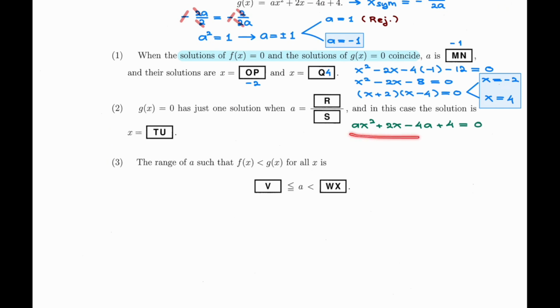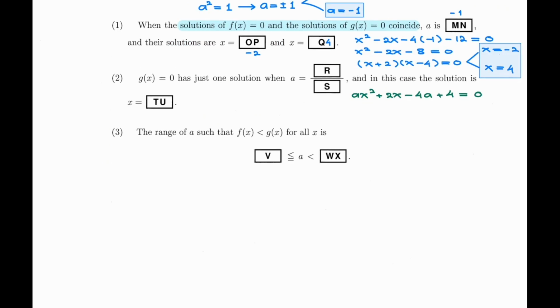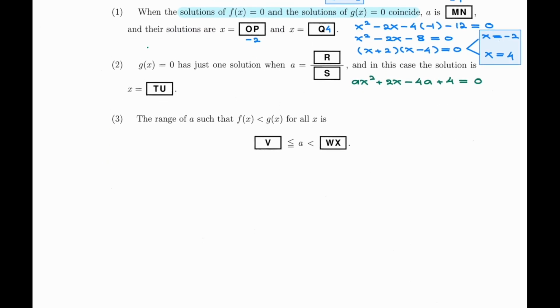For this quadratic equation, to have just one solution, the condition is its discriminant must be equal to 0. The formula of the discriminant is b squared minus 4ac. This is the formula that we can use to know the discriminant of a quadratic equation. The discriminant must equal 0.